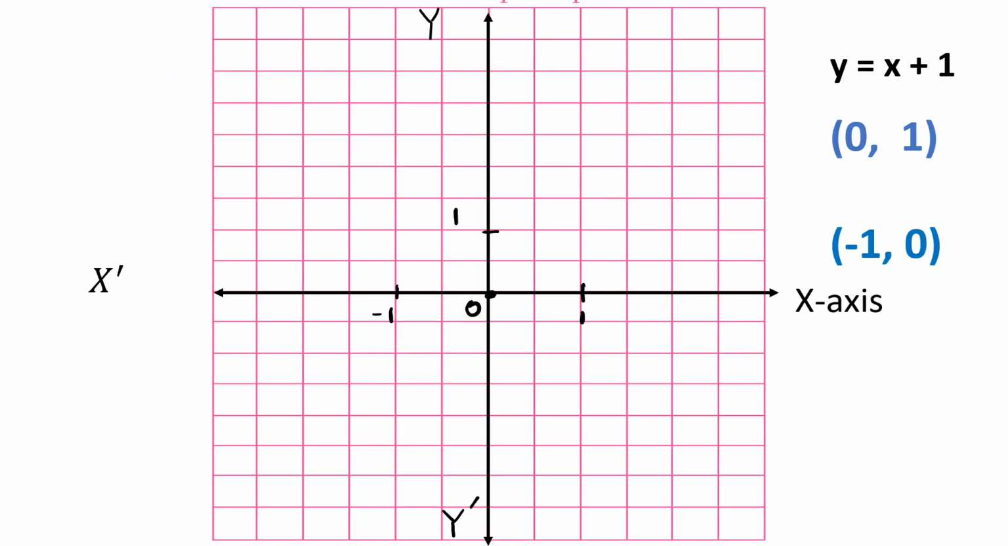Remember, on the x-axis the value of y is 0 and on the y-axis the value of x is 0. Now the first ordered pair is 0, 1. When x is 0, the value of y is 1, which means this point. When x is negative 1, the value of y is 0. So this is the second point. By joining these points, we get a straight line.